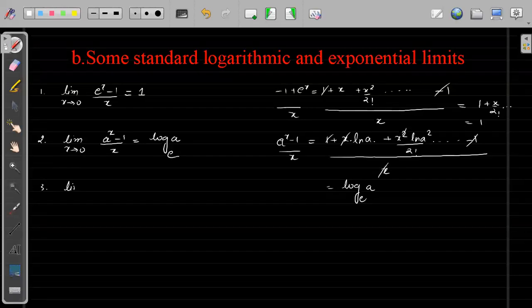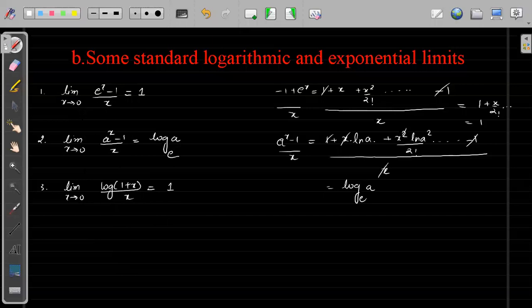This is the limit of x tending to 0 of log of (1 plus x) upon x. Tell me what will be the value? Again, this will be equal to 1. So these are three standard forms of limits in terms of logarithm and exponential, which we have already seen before. If a question comes based on this, you just remember these forms.